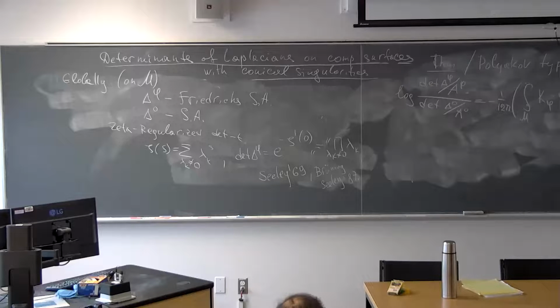It's not with respect to this metric. It's not the regularized one. Yeah, it is the regularized one. It's always K phi or K naught. It's always the regularized Gaussian curvature.